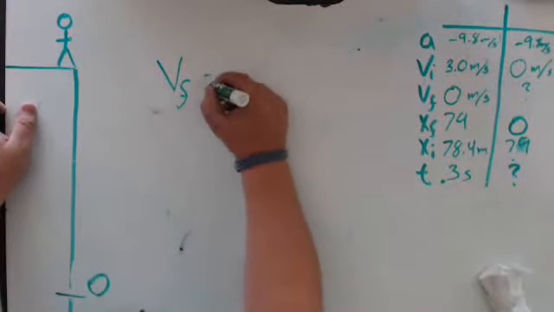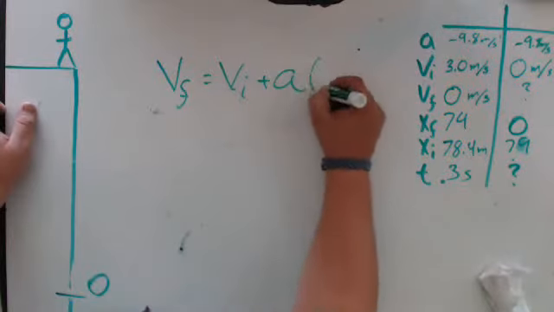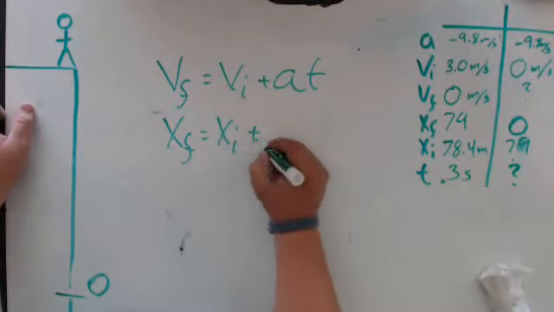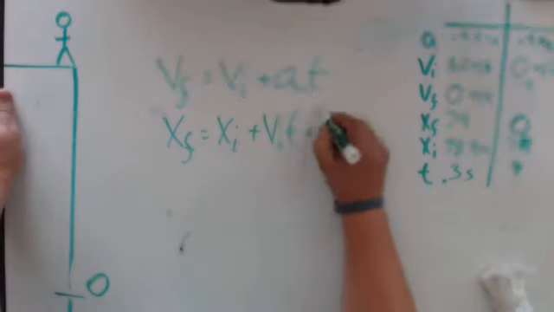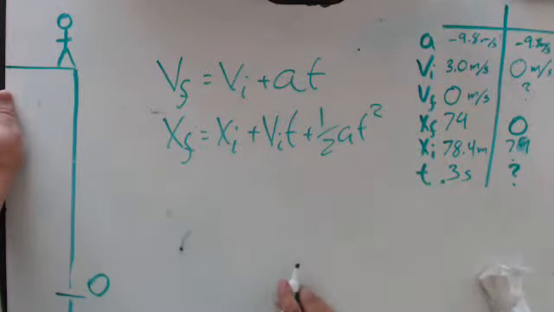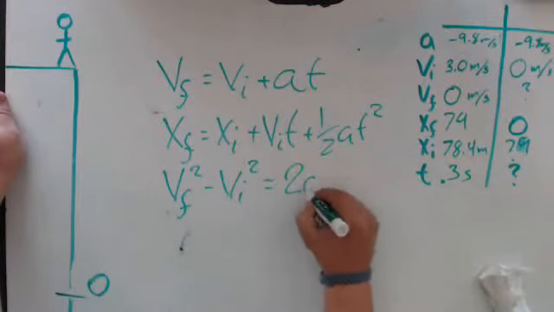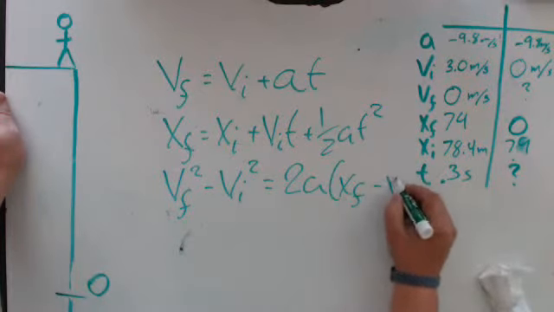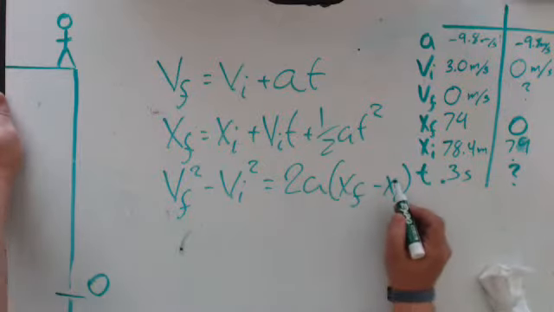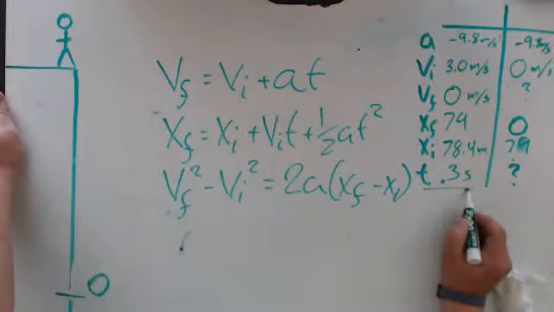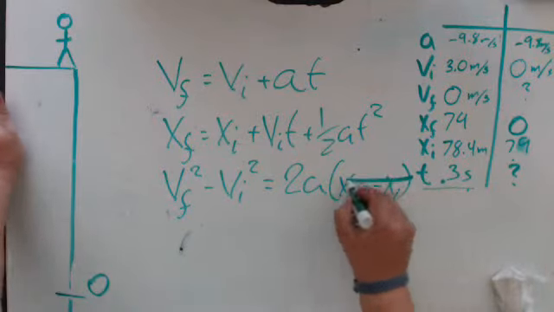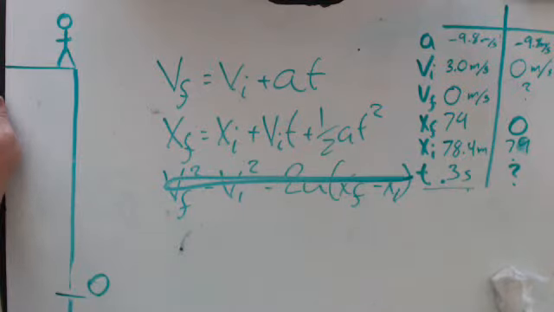V final equals V initial plus AT. Position final equals position initial plus V initial t plus 1/2 AT squared. And V final squared minus V initial squared is equal to 2 times X final minus X initial. Now this one is automatically eliminated, and the reason why is there's no time. I'm trying to solve for time, so this one clearly will not work. I won't bother talking about it any more than I already have.